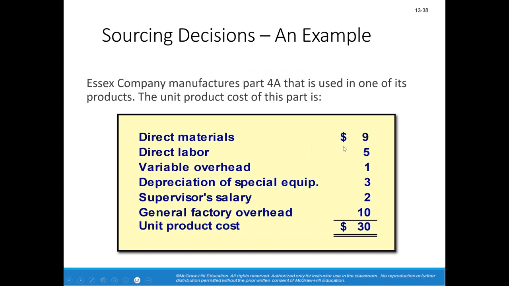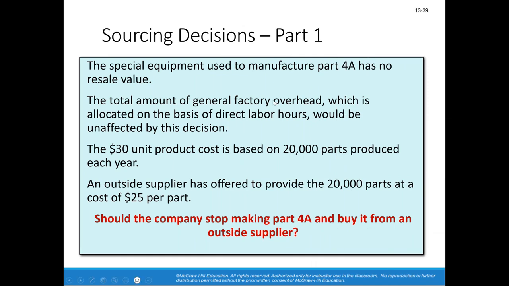The sourcing, okay, so direct materials are 9, direct labor 5, variable overhead 1, depreciation of special equipment 3, supervisor salary 2, general factory overhead 10. So these are allocated costs. So special equipment used to manufacture Part 4A has no resale value. So we couldn't get any income from that. The total amount of the general factory overhead, which is allocated on the basis of direct hours, would be unaffected. So we wouldn't eliminate any of those costs. The 30,000 unit product is based on 20,000 parts produced each year. So an outside supplier can produce those 20,000 parts for $25 a piece or $500,000.